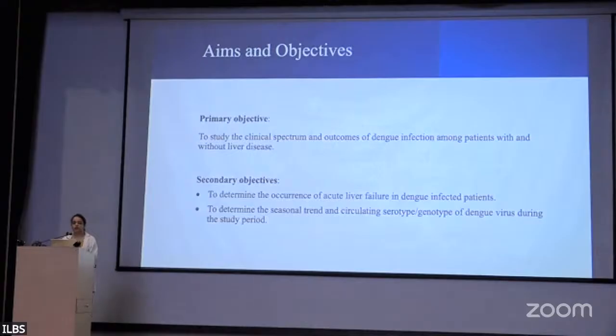So our primary objective was to study the clinical spectrum and outcomes of dengue infection among patients with and without liver disease. And the secondary objective was to determine the occurrence of acute liver failure in dengue-infected patients. We also wanted to determine the seasonal trend in circulating serotype or genotype of dengue virus during the study period.